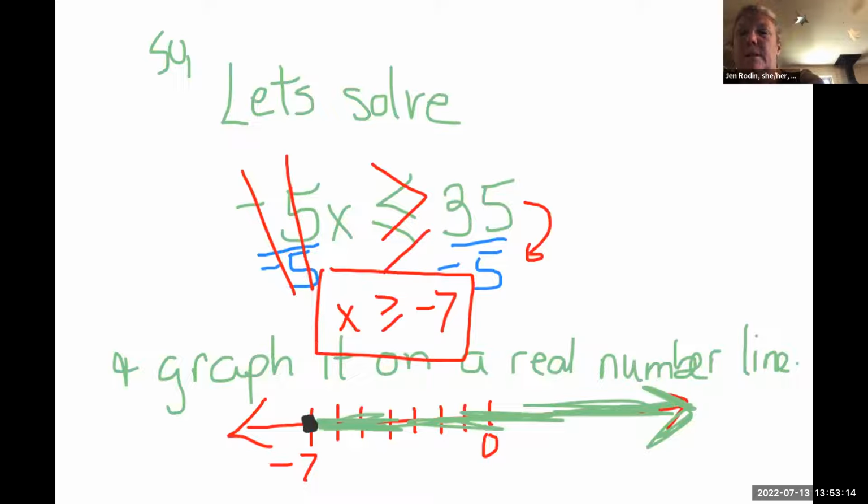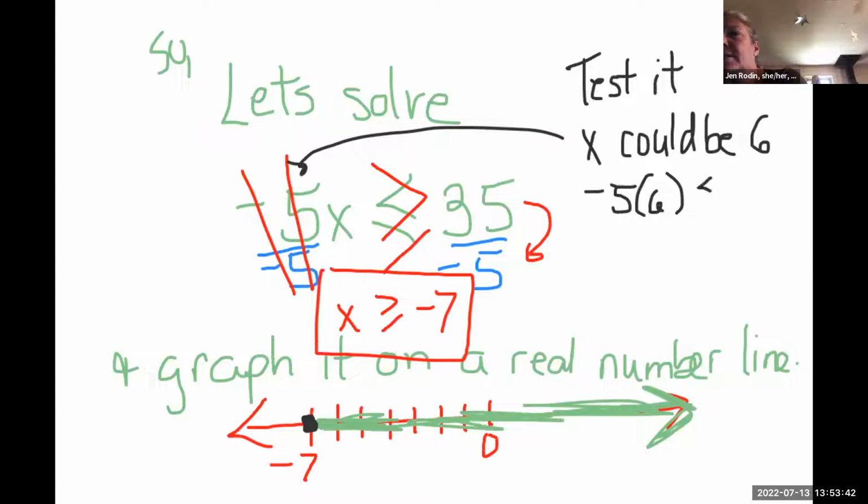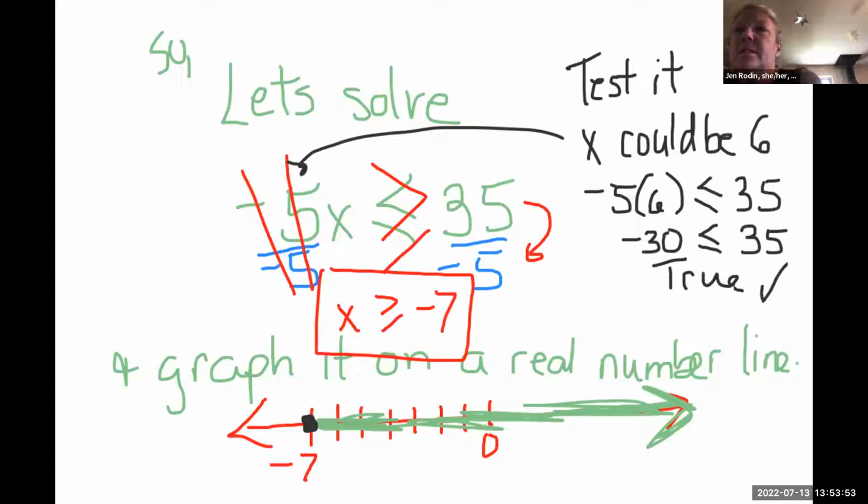That's okay. So you can always test it too. If it feels weird and backwards, pick a number that's greater than -7, let's say X could be 6. That's greater than -7. Try it in my original: -5 times 6 is the original, had it facing that way. -30 is less than or equal to 35. True, that's true. So we could still test it with points.